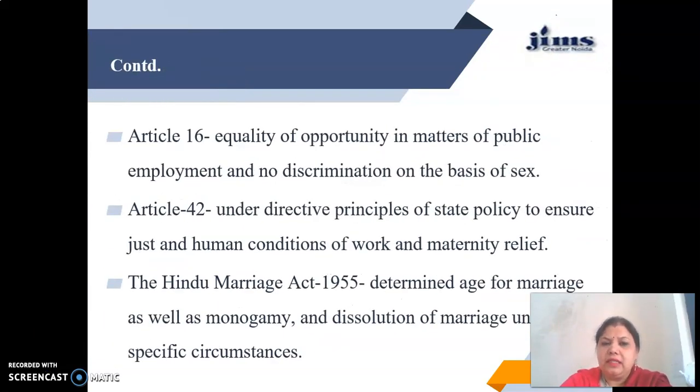Next we have Article 16 that says equality of opportunity in matters of public employment and no discrimination on the basis of sex. Next we have Article 42. Under this article, we have the Directive Principles of State Policy to ensure just and humane conditions of work and maternity relief. The Hindu Marriage Act 1955 determined age for marriage as well as monogamy and dissolution of marriage under specific circumstances, because marriage is a social institution and that cannot be dissolved in any circumstances, even if the circumstances are grave. One has to follow this act.